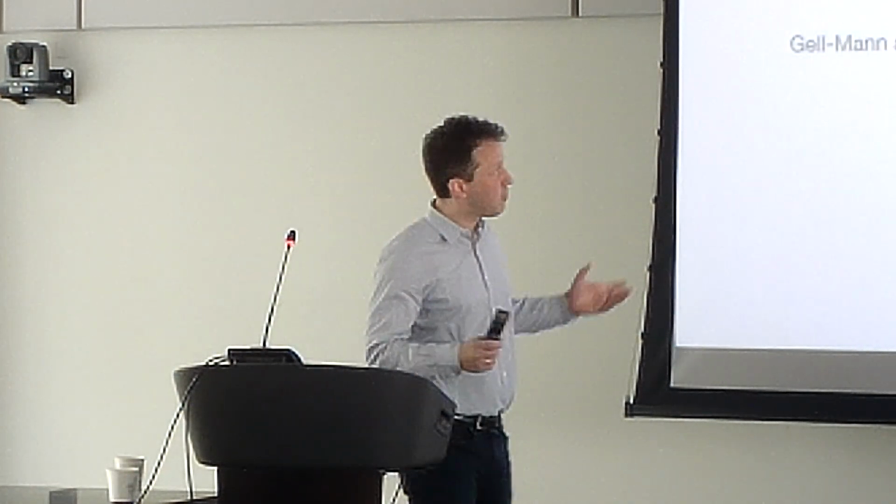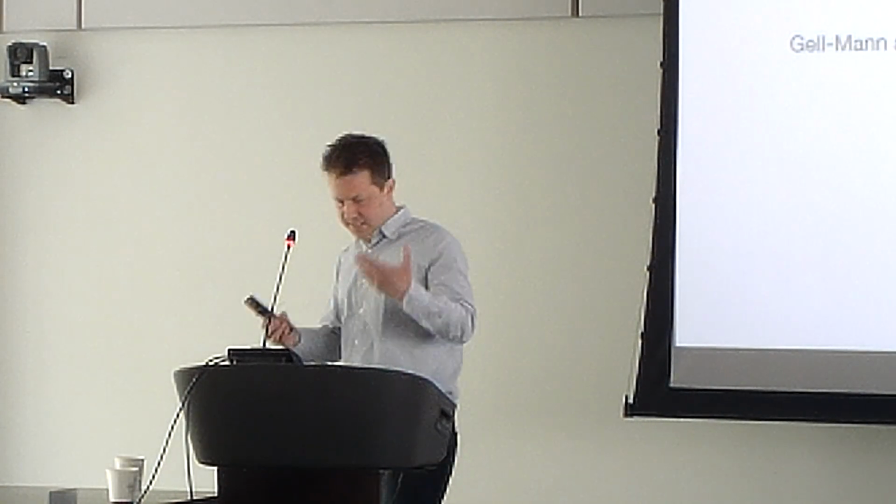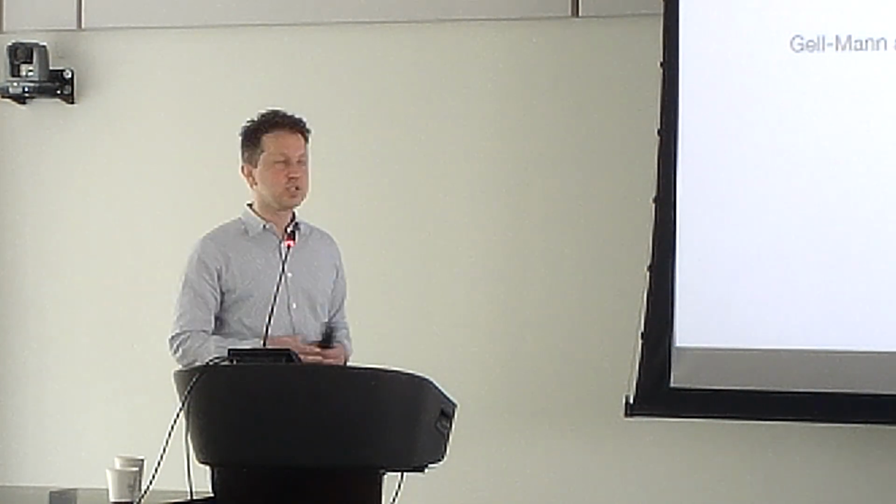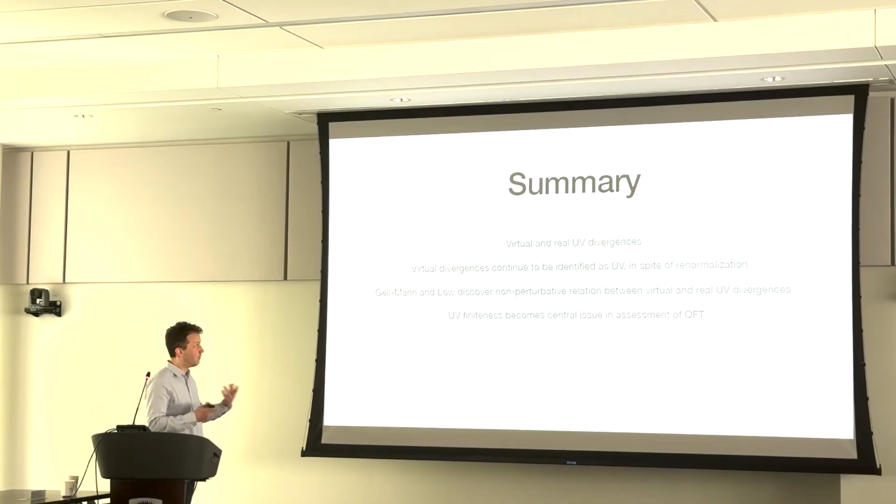Okay, so to summarize what I talked about: the distinction between virtual and real UV divergences, the way in which virtual divergences continue to be identified as ultraviolet even after the development of renormalization, and how Gell-Mann and Low discovered this non-perturbative relation between the two, between the magnitude of renormalization and the real UV behavior of scattering processes in QED.